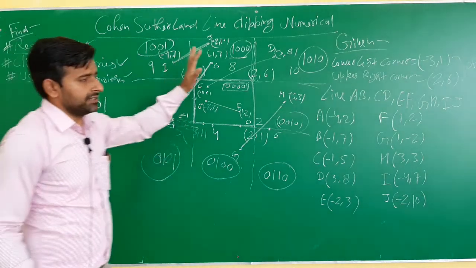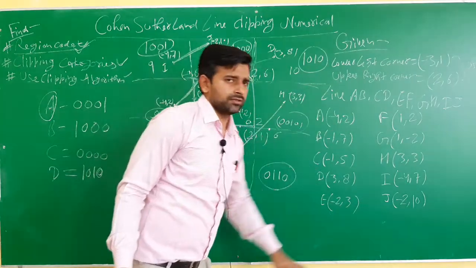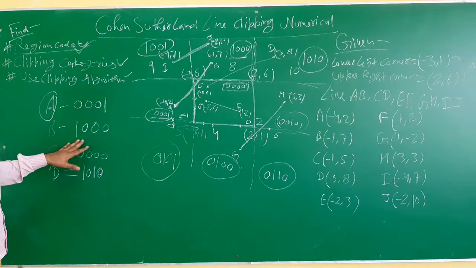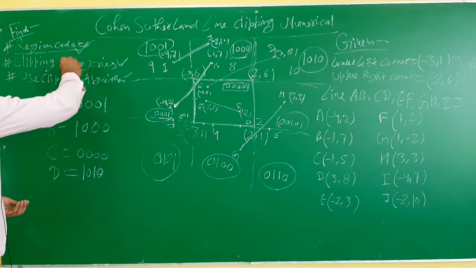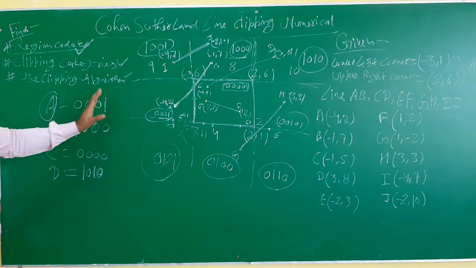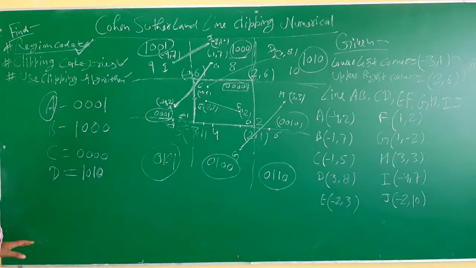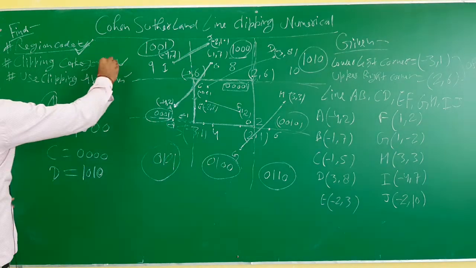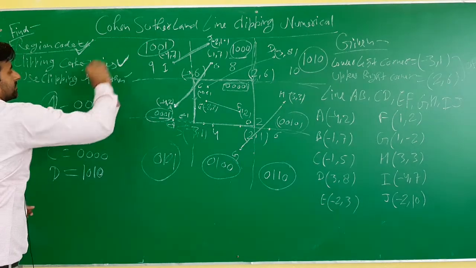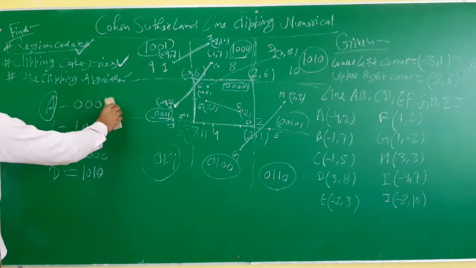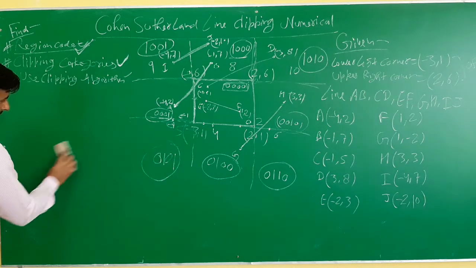From here we can find out all the points like this. I hope you are getting the points. Clear? When we get all the region codes, we will move further to the clipping categories. For the clipping categories, I am rubbing this.